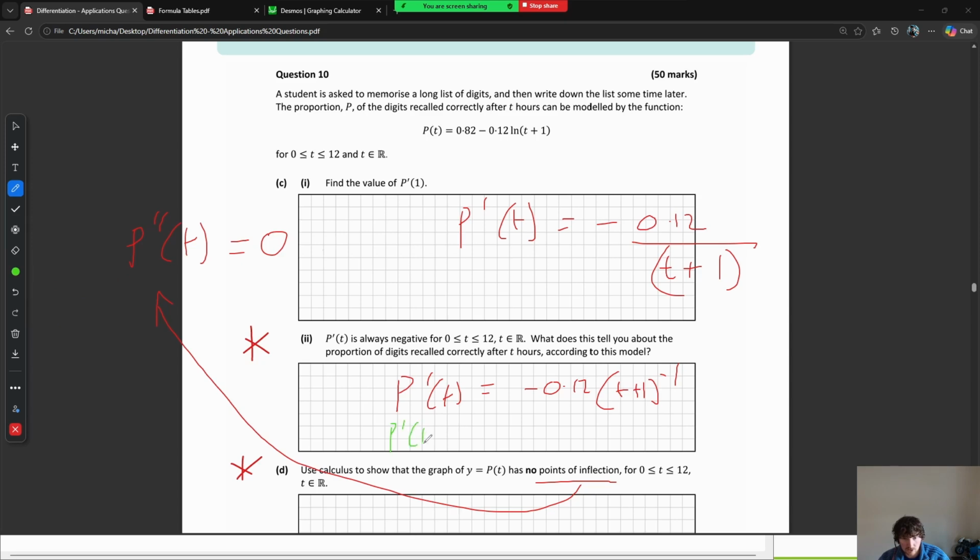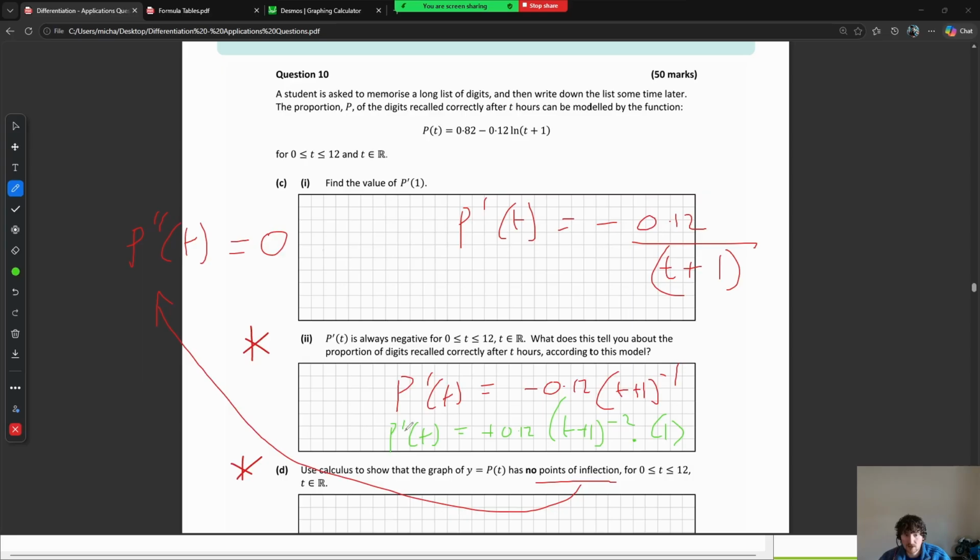You can go p dash t equals, this is just a number, it does nothing. So you multiply down with the power. So that will become a plus 0.12. The inside stays exactly the same. You reduce the power by 1, and then you multiply by the derivative of the inside. Derivative of t plus 1 is 1. So there will be your workings for the examiner.